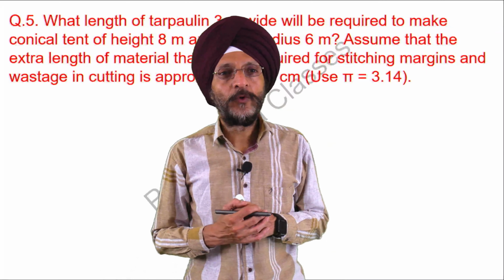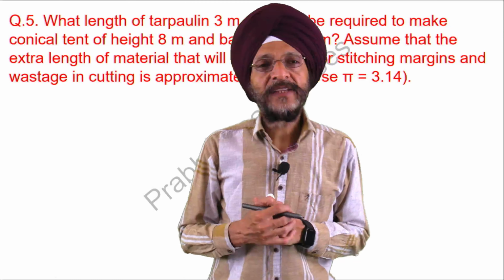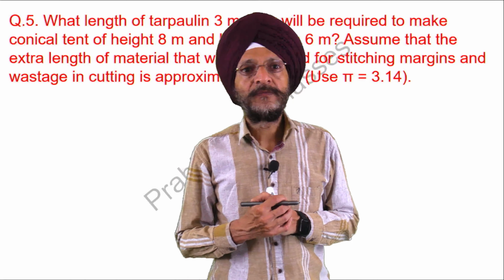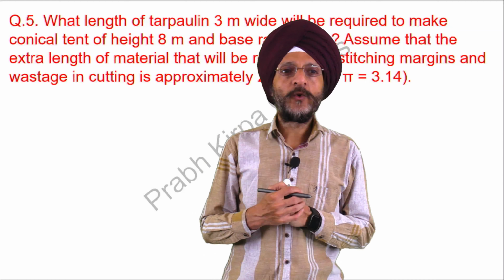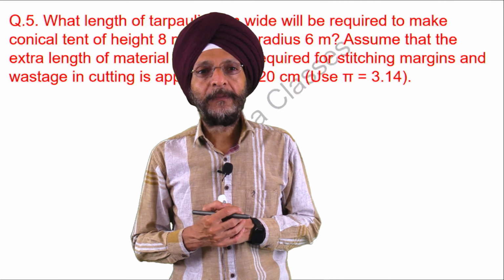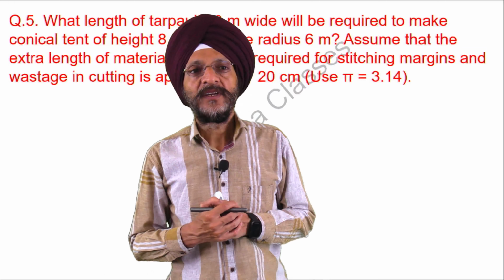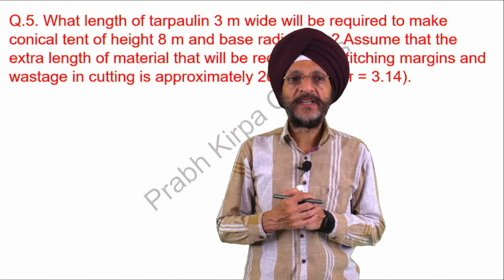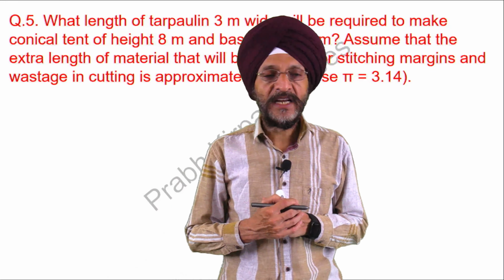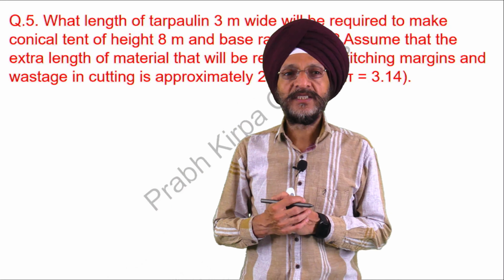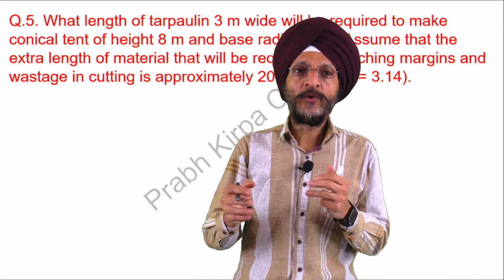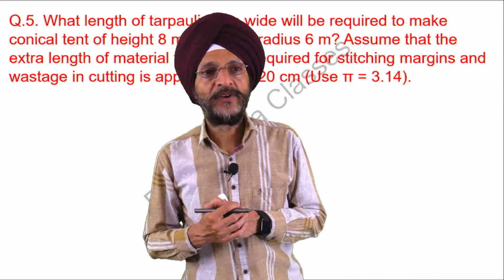Now the question before us is, what length of tarpaulin 3 meter wide will be required to make a conical tent of height 8 meter and base radius 6 meter. Assume that the extra length of material that will be required for stitching margins and wastage in cutting is approximately 20 centimeter. We have been given the value of pi as 3.14.